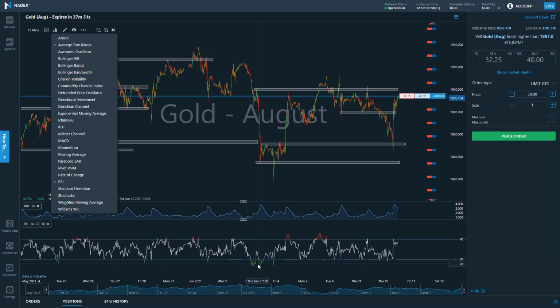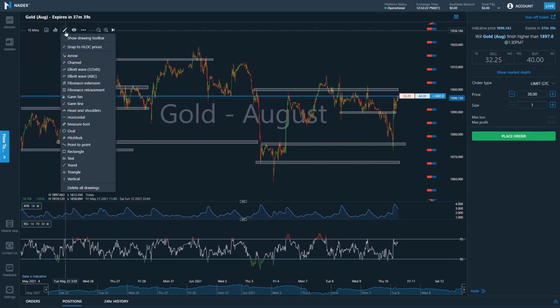People use relative strength to help them identify potential buying and selling opportunities as well. So there are a bunch of these indicators all listed down the left. I also want to talk a little bit about the drawing tools.